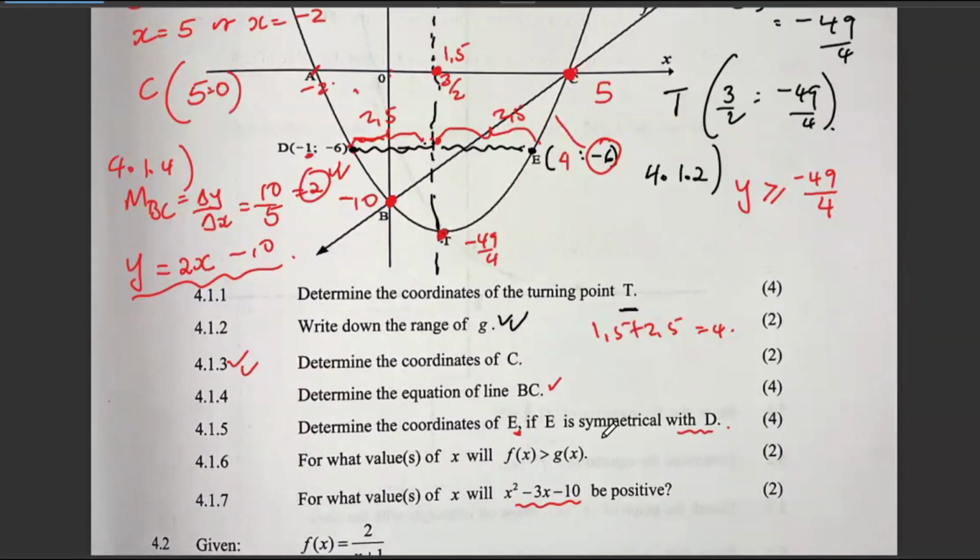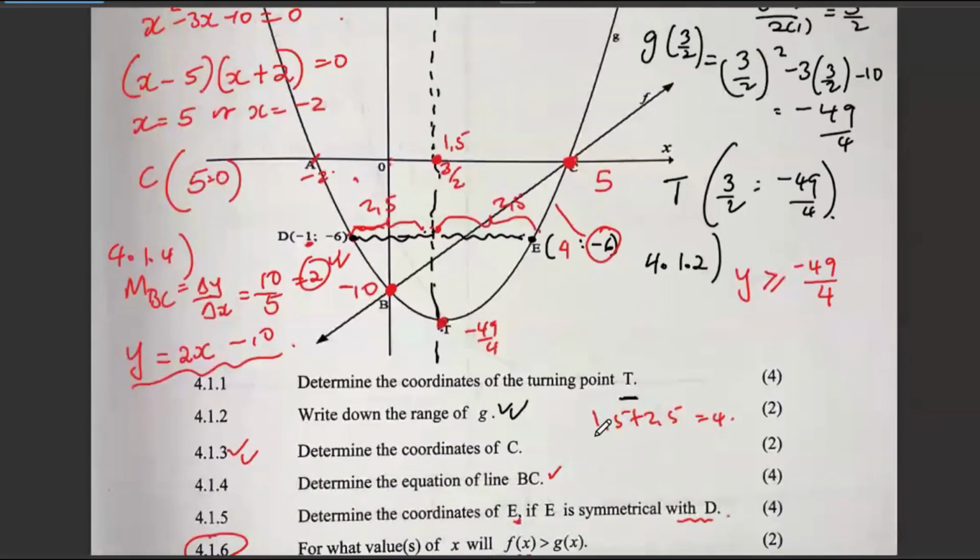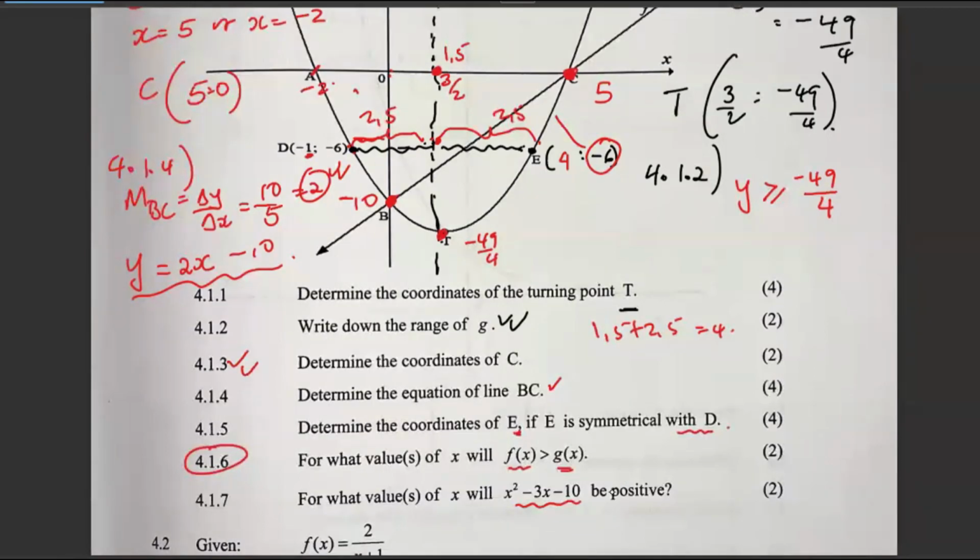Now we skip before we go to the positive part. They're asking us for which values of x will f of x be greater than g of x? Okay, 4.1.6. Where do we find f to be above g? So f is here and it's above here, between 0 and what? Between 0 and 5, meaning that 0 must be less than x and x less than 5. So between this interval, that's when we find the graph of f to be slightly above the one of g.